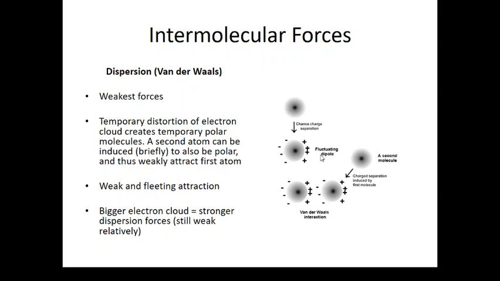So if you're looking at the diagram, we have our first dipole, which we call our facilitating dipole, which is polar. And we have our second molecule here, which is nonpolar. As the polar and nonpolar molecules come close enough, they create what's called van der Waals forces of attraction. The positive aspect of the polar molecule causes the electrons from the nonpolar molecule to come closer. Because opposites attract, we now end up with two polar molecules. The bigger the electron cloud, the stronger the dispersion forces, but they are still relatively weak.